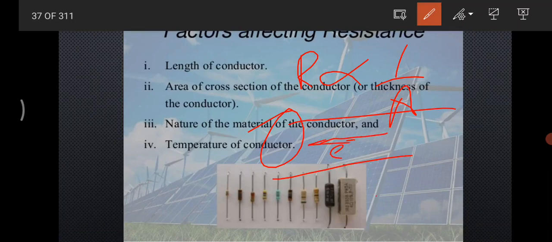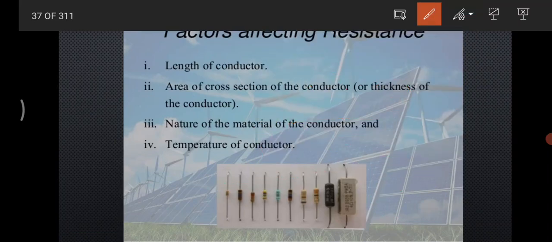Similarly, in a wire or a conductor which has a very small area of cross section, meaning the thickness of the wire is very less, the collisions will be more. So resistance is inversely proportional to the area of cross section, and resistance is directly proportional to the length.